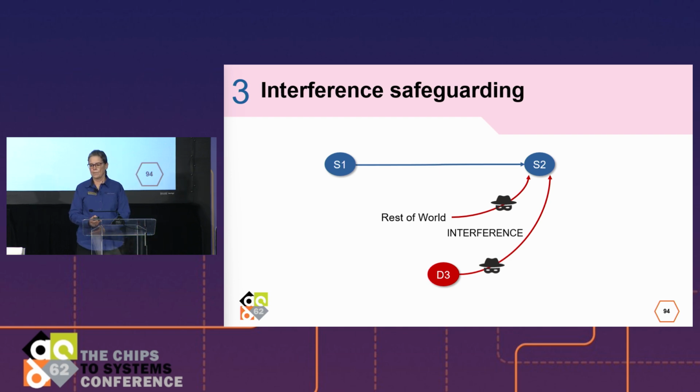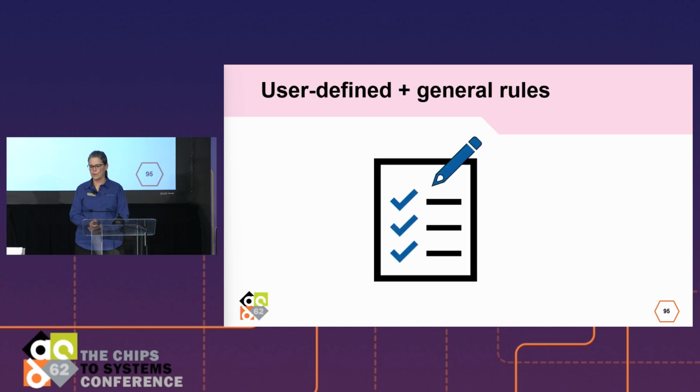And third, interference safeguarding is necessary to stop unauthorized data from reaching and interfering with your secure domains. To perform hardware sign-off, engineers must have the flexibility to add their own design-specific rules as well as general rules.